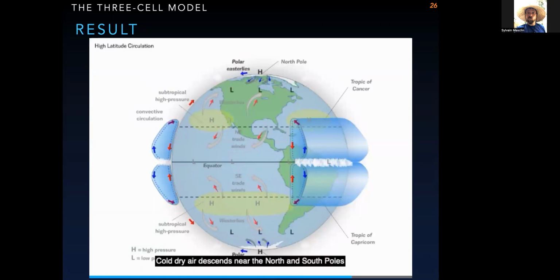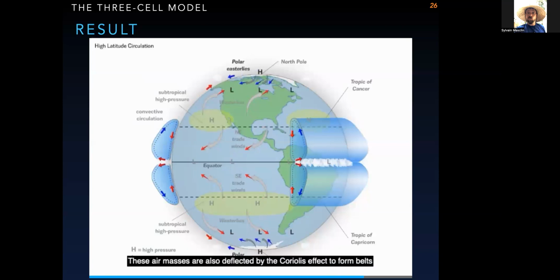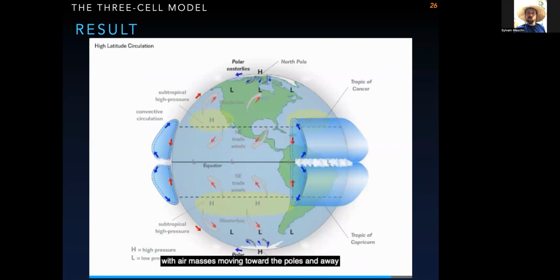Cold, dry air descends near the north and south poles and moves toward the middle latitudes. These air masses are also deflected by the Coriolis effect to form belts of polar easterly winds surrounding polar high-pressure zones. Air masses moving away from the polar regions collide with air masses moving toward the poles and away from the subtropical high-pressure zones. The warmer subtropical air rises over the colder air, causing low-pressure cells and storm fronts.